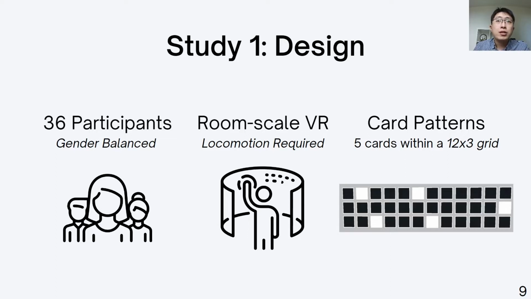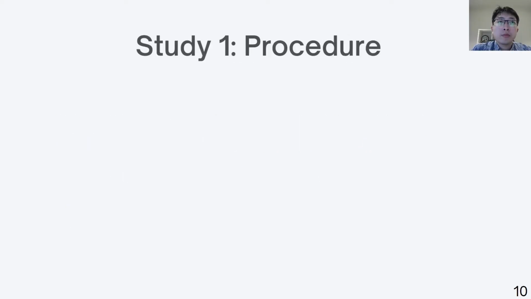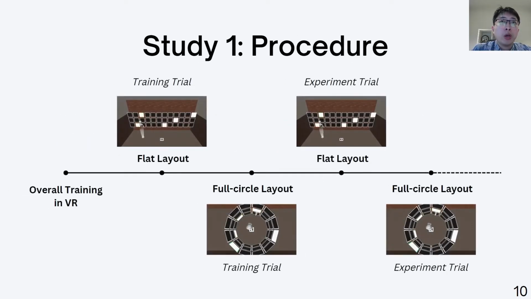First, cards cannot be adjacent. Second, at least one card is included on each row to balance the pattern vertically. And third, at least 2 cards are included on each side to balance the pattern horizontally. Each participant will attempt 20 trials for both layouts, including 2 training trials at the beginning for each layout. The order of the layout is alternating to mitigate the learning effects.